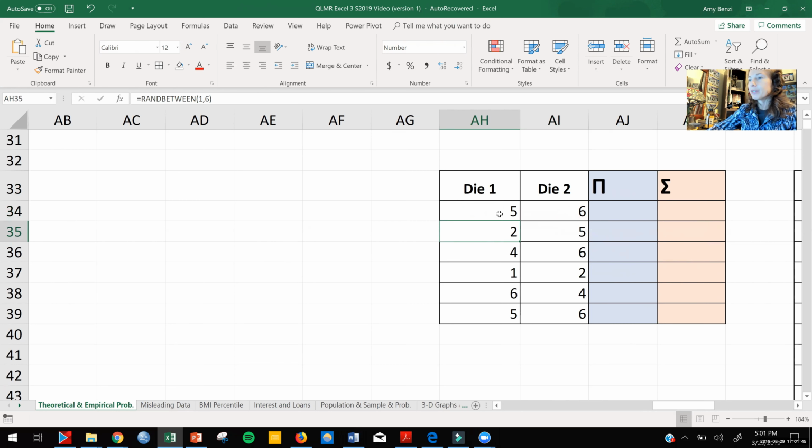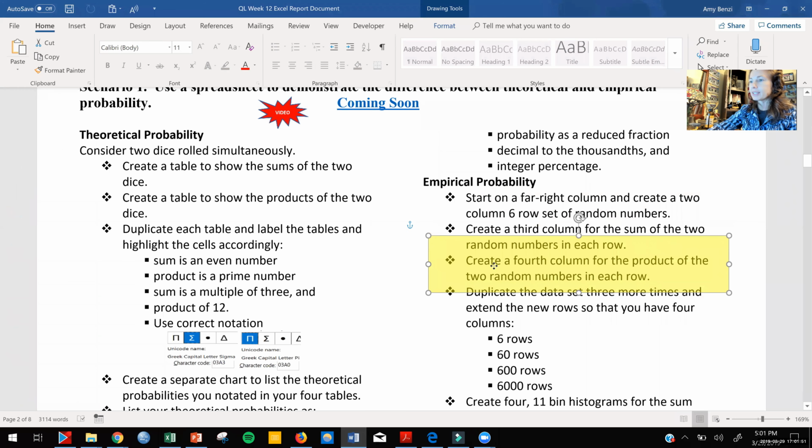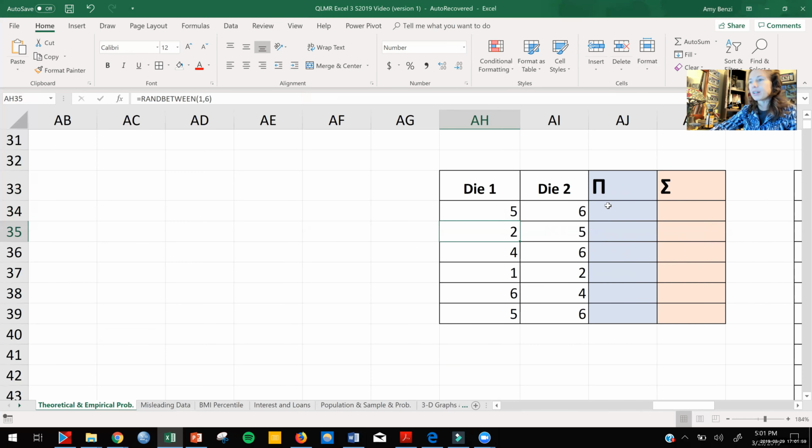You'll see. So here now, the next set of my instructions on my document say to create a 3rd column for the sum and a 4th column for the product. So on mine, I got a little mixed up here and created a 3rd column for my product and a 4th column for my sum, but hopefully that's okay with you guys.